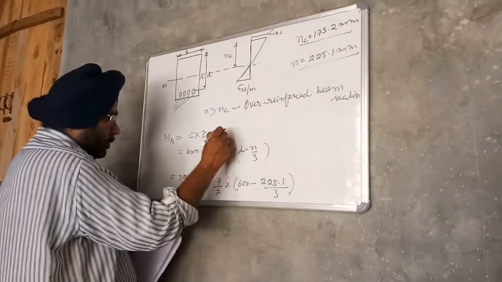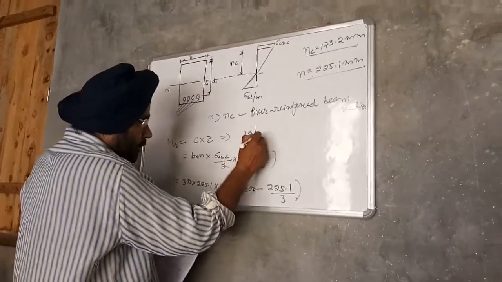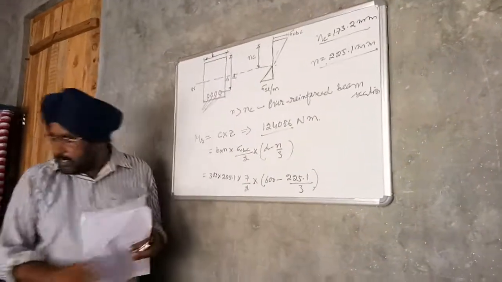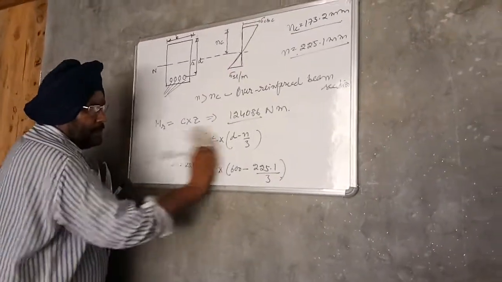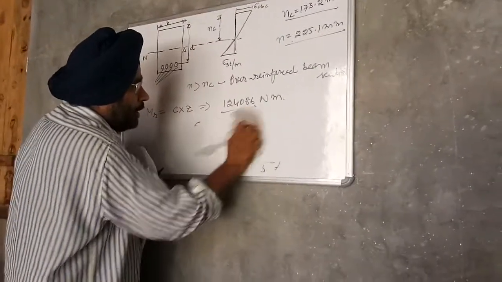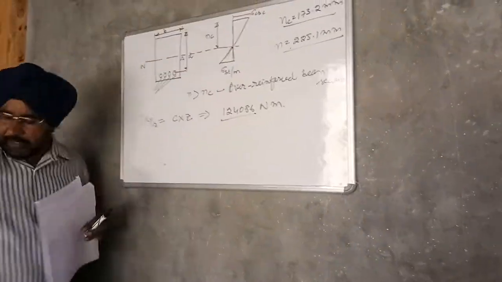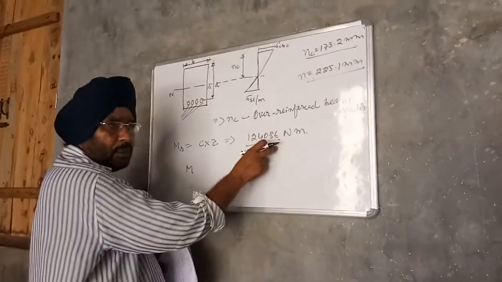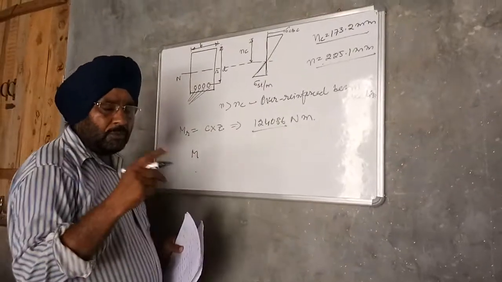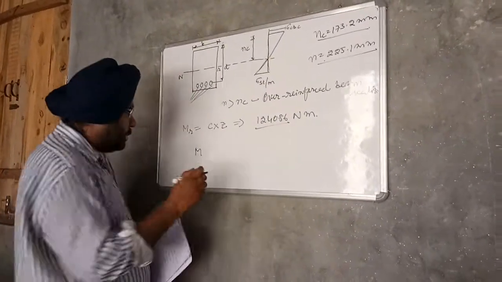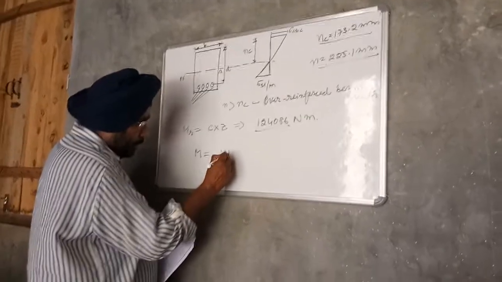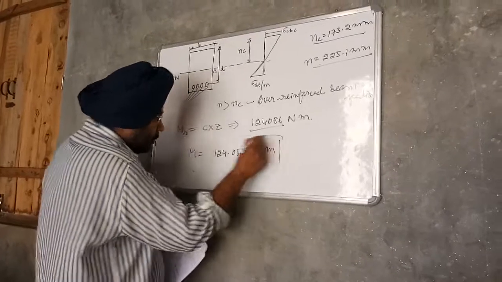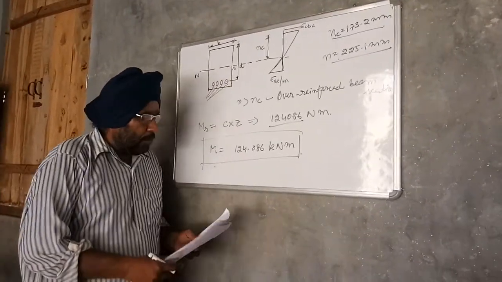M is equal to 124,086 Newton meter. That is, the moment of resistance of the beam section is 124,086 Newton meter. In kilonewton, by dividing this value by 1000, because 1 kilonewton is equal to 1000 Newton, this is equal to 124.086 kilonewton meter. So this is the moment of resistance of the beam section.